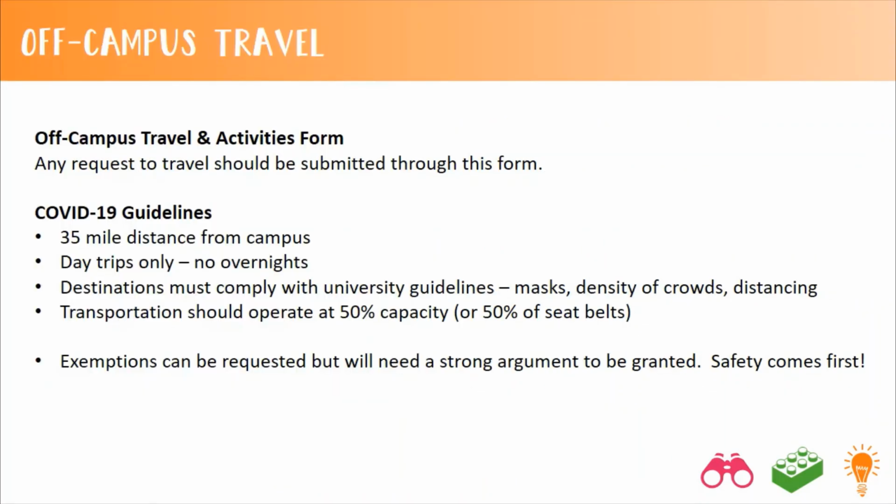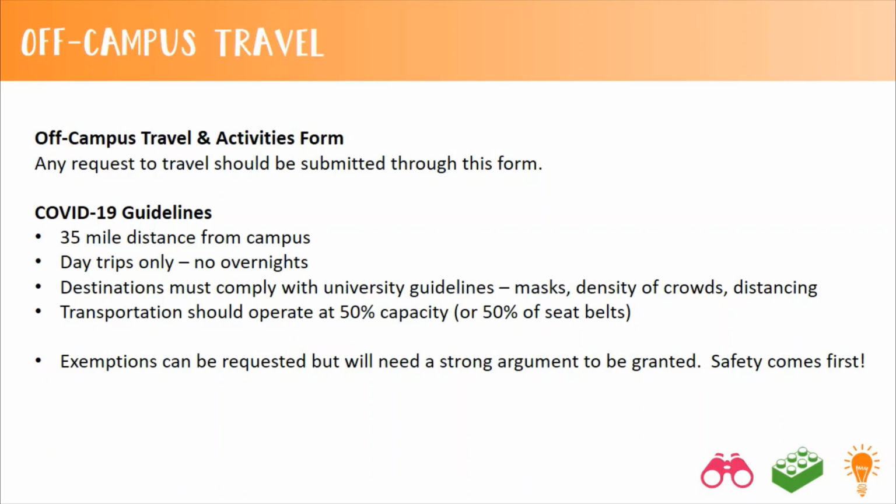Off-campus travel, just a note here: there won't be a lot of travel happening, but any travel that is requested should be submitted through the off-campus travel and activities form that's found on our website and through ENGAGEXU. COVID-19 guidelines dictate 35 miles from campus is the maximum distance people can travel. It should be day trips only, no overnights, and the destination has to comply with university guidelines. So people have to be wearing masks wherever you're headed, the crowd can't be too dense, and people need to socially distance. This will probably prevent a lot of groups from going to major activities and events.